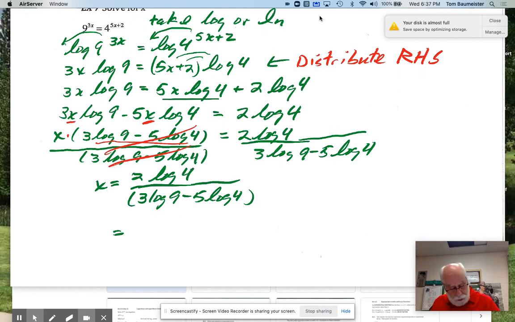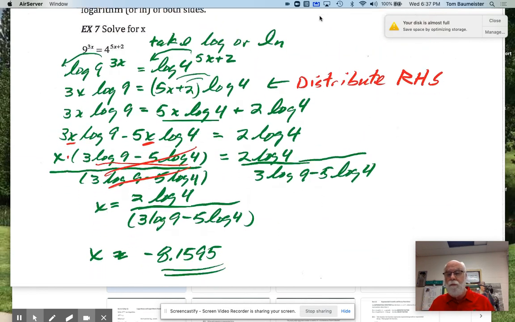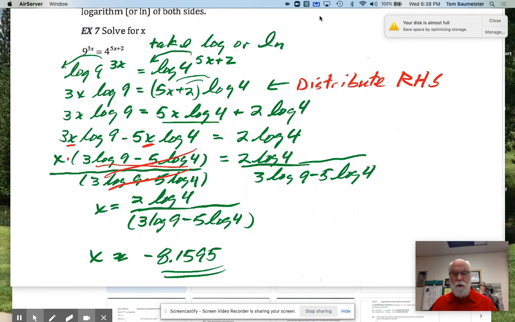And if you plug that into your calculator, you'll get that x is approximately negative 8.1595. And see, it looked nasty, but it was pretty doable. All right. Thank you.